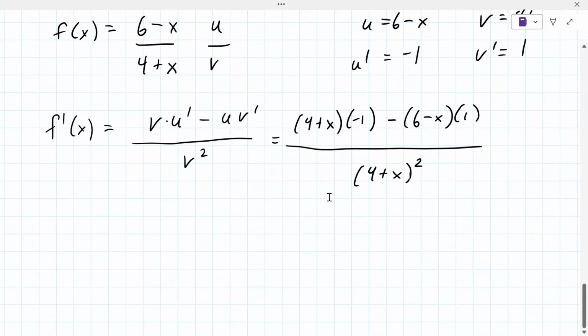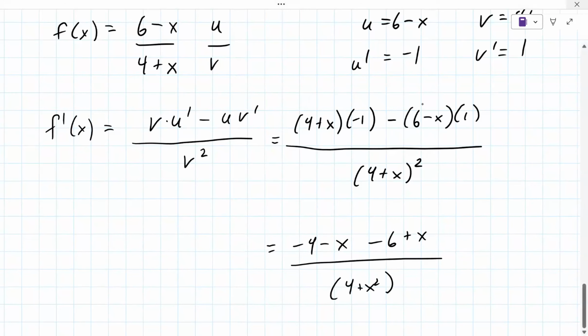And then we need to simplify here. So in the top, this -1 gets distributed into both. So that's -4 minus x. And then on the right, same thing here, -6 plus x all over 4 plus x squared. And you see that the x's actually cancel, which is good and bad.